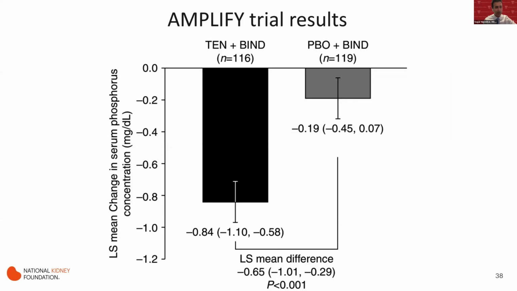And so in this study that was published in JASN in 2021, led by Dr. Pergola, what you can see on this slide is the reduction in serum phosphorus is much more robust in the group that received tenapanor plus phosphate binder compared to the group that received placebo and phosphate binder. On average, that reduction was around 0.84 milligram per deciliter. Next slide.